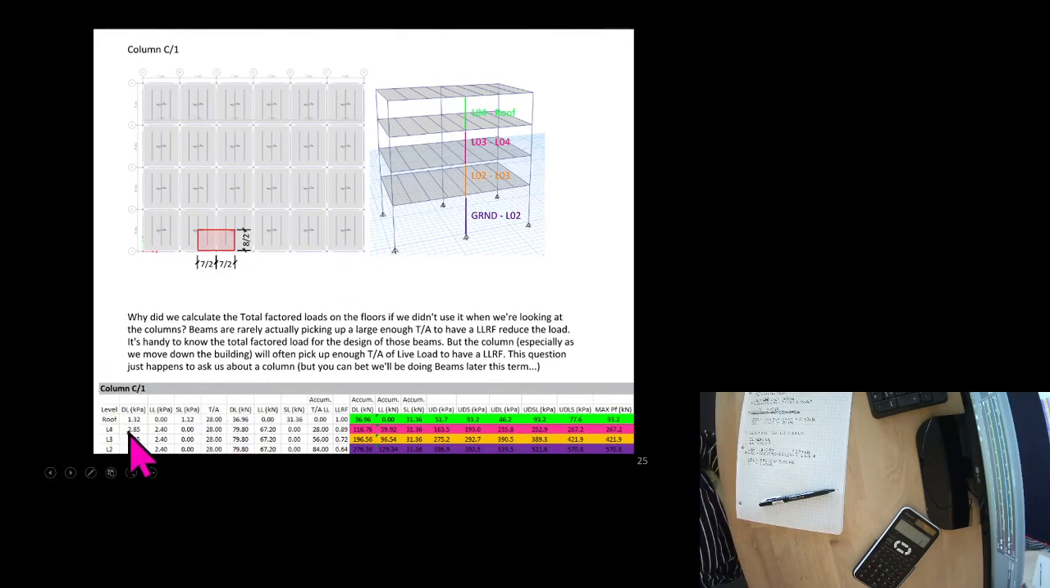So you can see this is the column between the ground and level 2. So these are the loads coming in at that floor. And then you can see that it's not always going to be the same maximum load case that's going to govern the design.